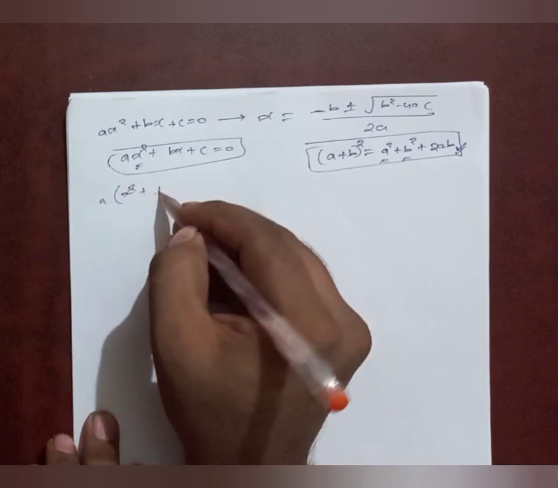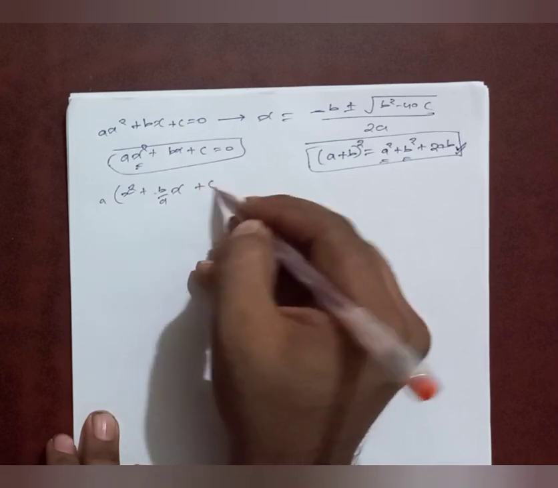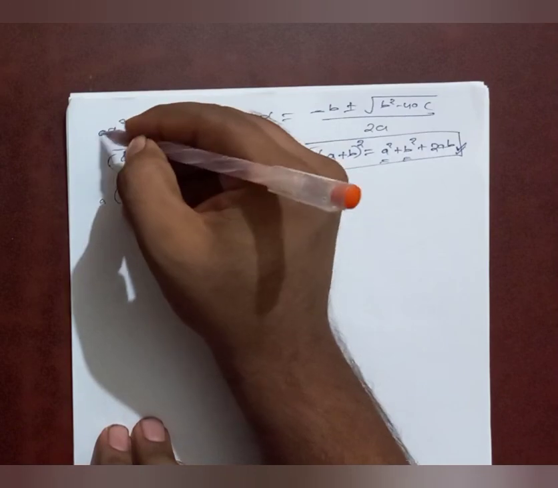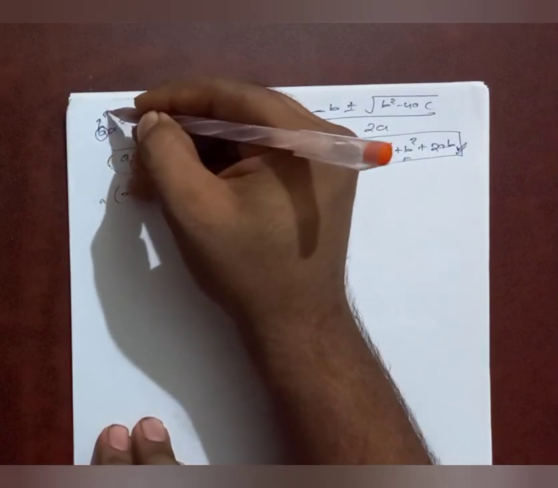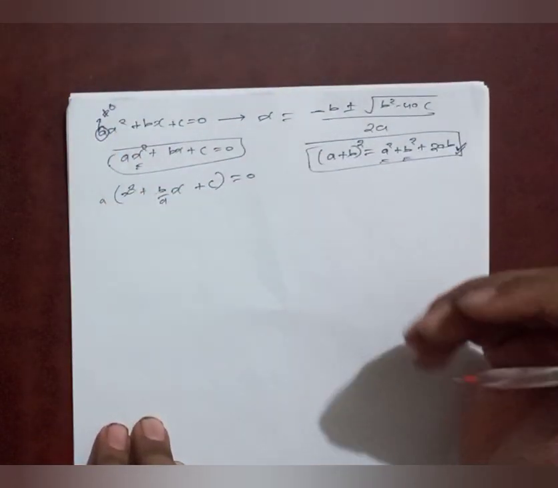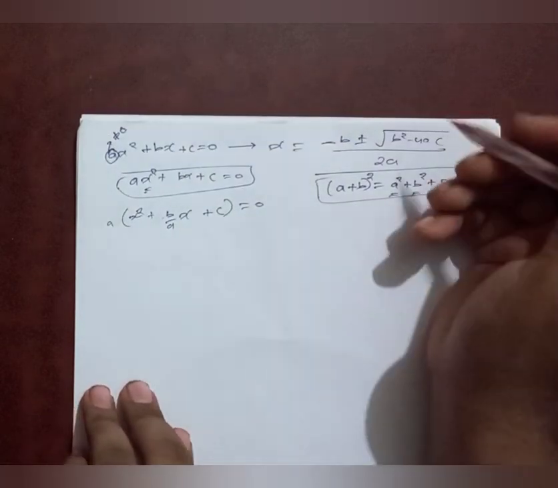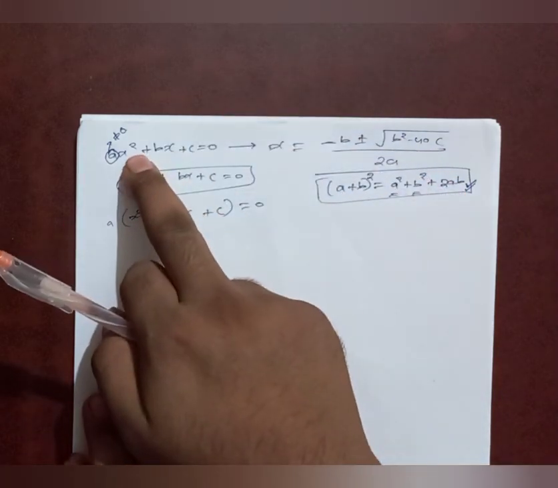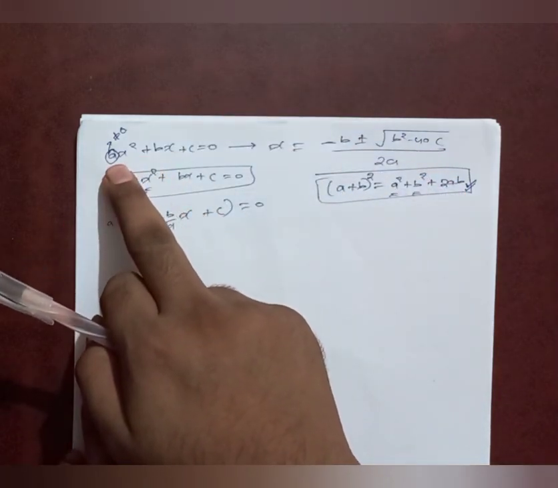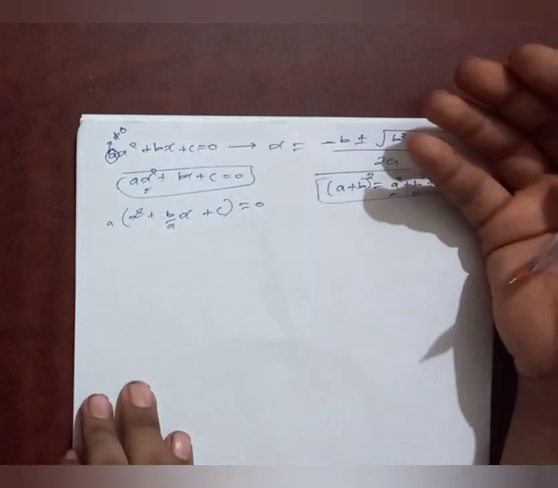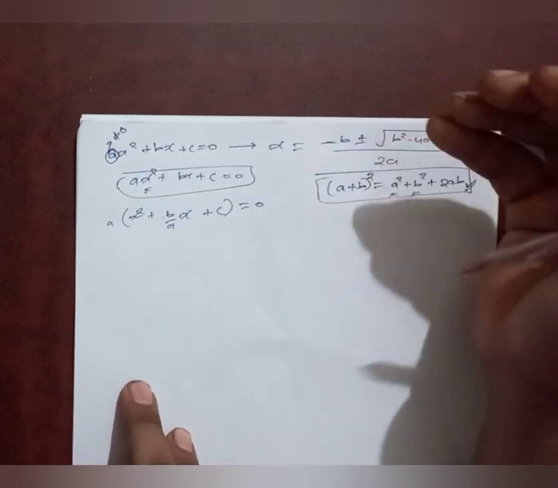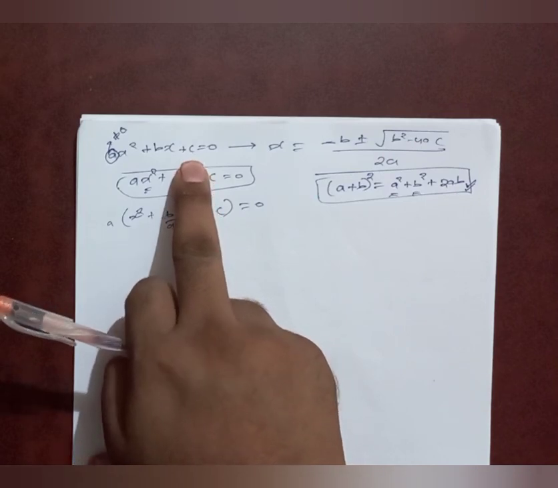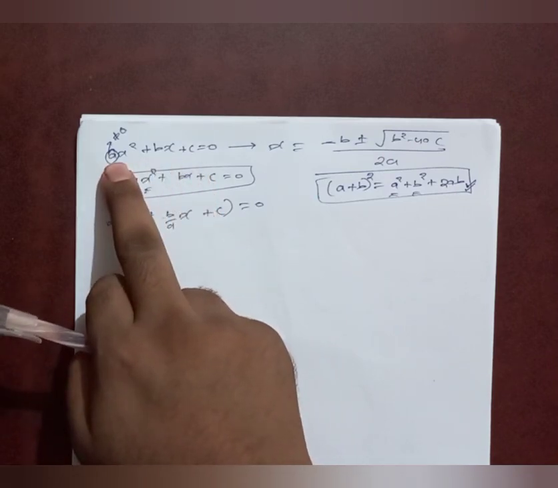So I will get x square plus b by a x plus c equal to 0. Friends, there is an important point, that is a is always not equal to 0. But why? Yes, I will tell you. For this equation to be a quadratic, it must have degree 2. Put a equal to 0 and see the equation. It will become a linear equation instead of a quadratic equation. So that's why, for this equation to stay a quadratic, a must not be equal to 0.